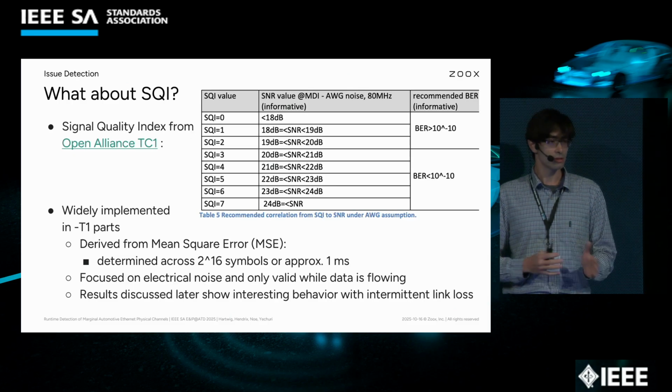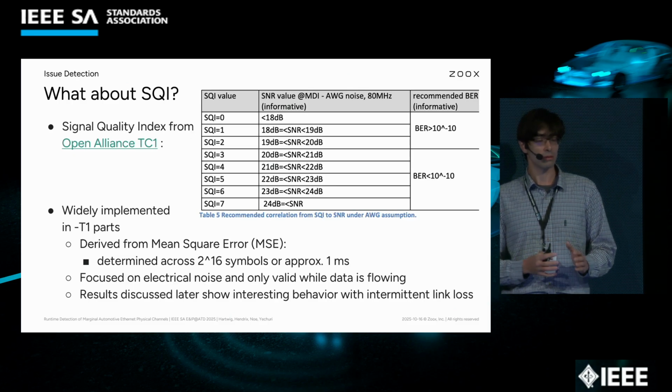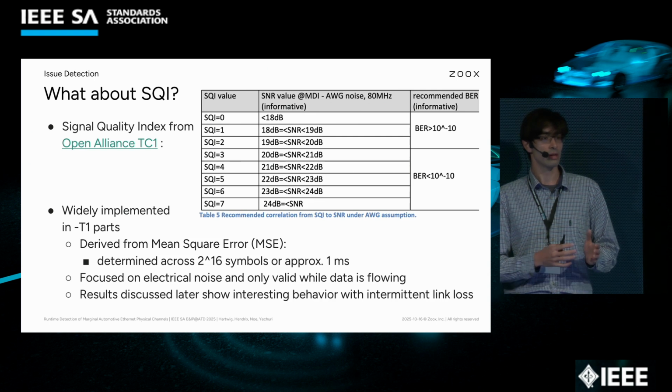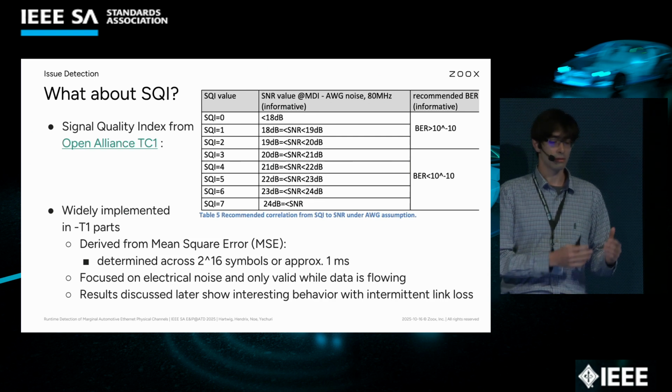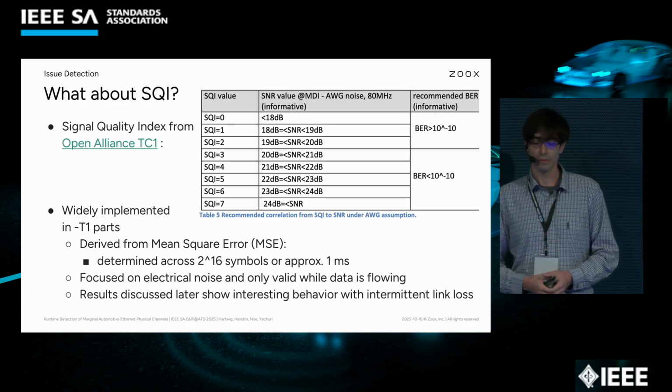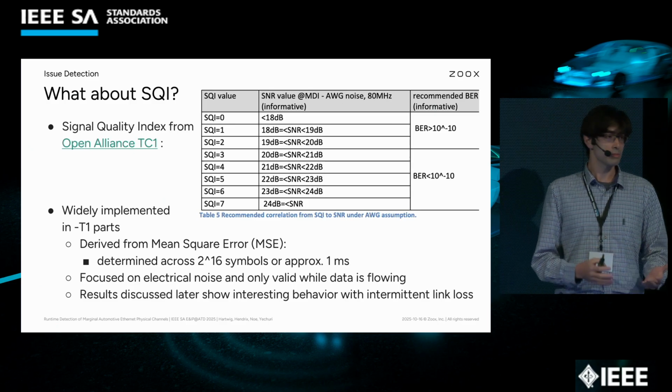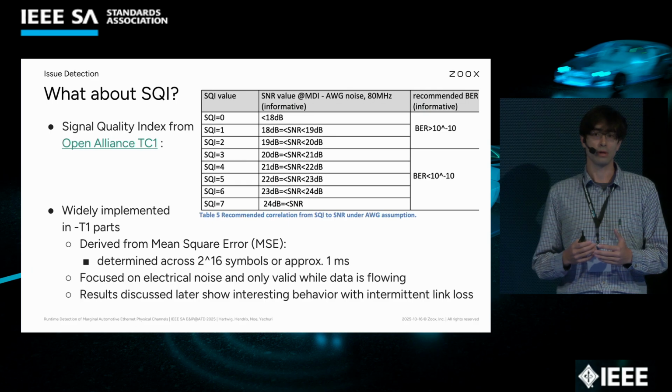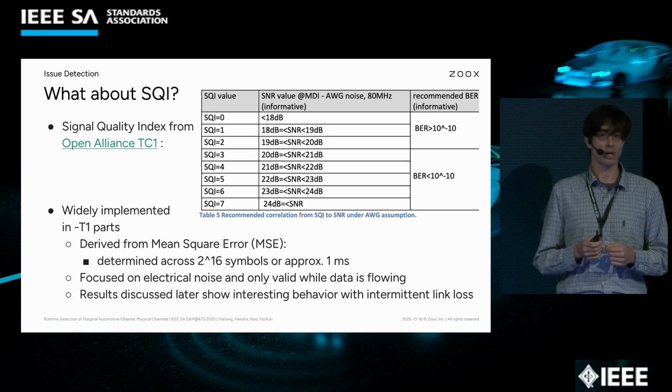We think this has to do with exactly how implementations take into account interruptions to the data flow and whether that ends up in the mean square error. Generally speaking, we found this to be a better indicator for things like electrical noise around the system and not necessarily harness faults like loose pins.